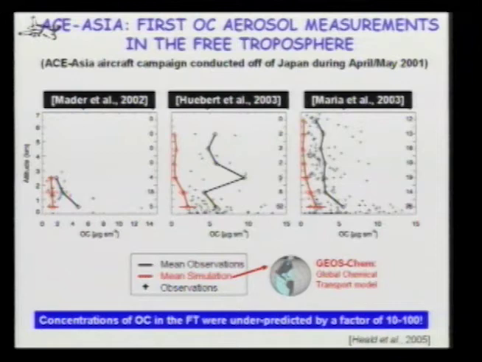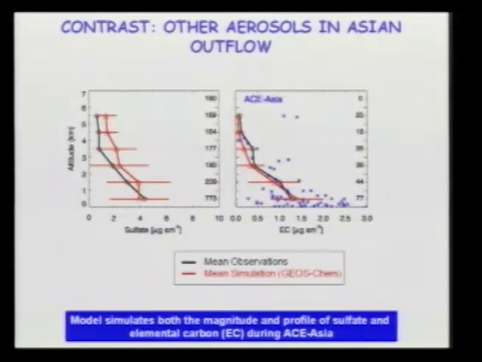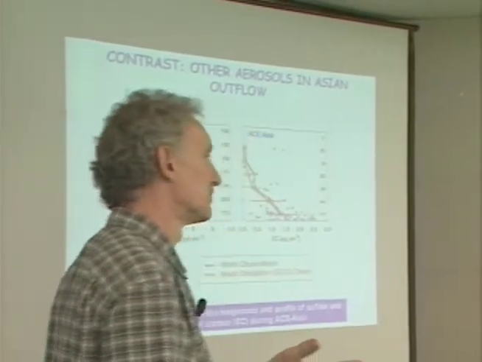The red lines here are a modeling group's attempt, in this case the Harvard GeoChem model, to capture these profiles through a model simulation. And what you can see is that in each of the 3 studies that I cite here, there are underestimates between a factor of 10 and 100 in the free tropospheric organic carbon aerosols. So that begs the question, what is it that is responsible for this?